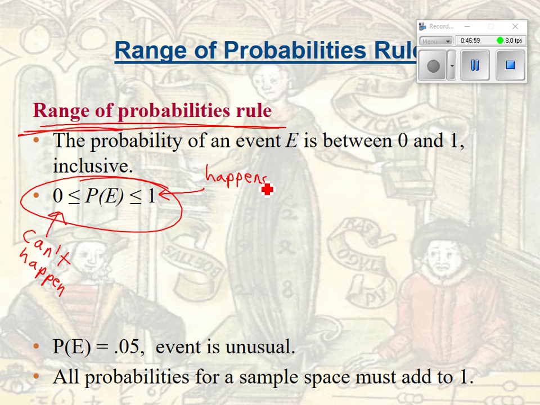What's the probability of 1 tell you? It's gonna happen. Happens every time. 1 tells you it happens every time. And most things fall in between there. If the probability of an event is 0.05, so 5%, 0.05 or less, we call it an unusual event. It's an unusual event. Just like with the empirical rule, if something was 5% or 95%, then it was unusual.